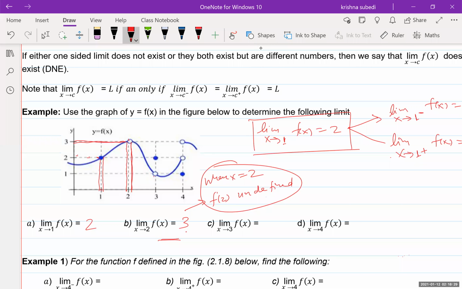Now, when x tends to 3, again, if you look at the left side, it is approximately 1. If you look at the right side, it is approximately 1 again. So the answer is 1. When x tends to 4, if you look at the left-hand height, approximately 2. But if you look at the right-hand height, it is approximately 3. So they are not equal. Therefore, limit does not exist.